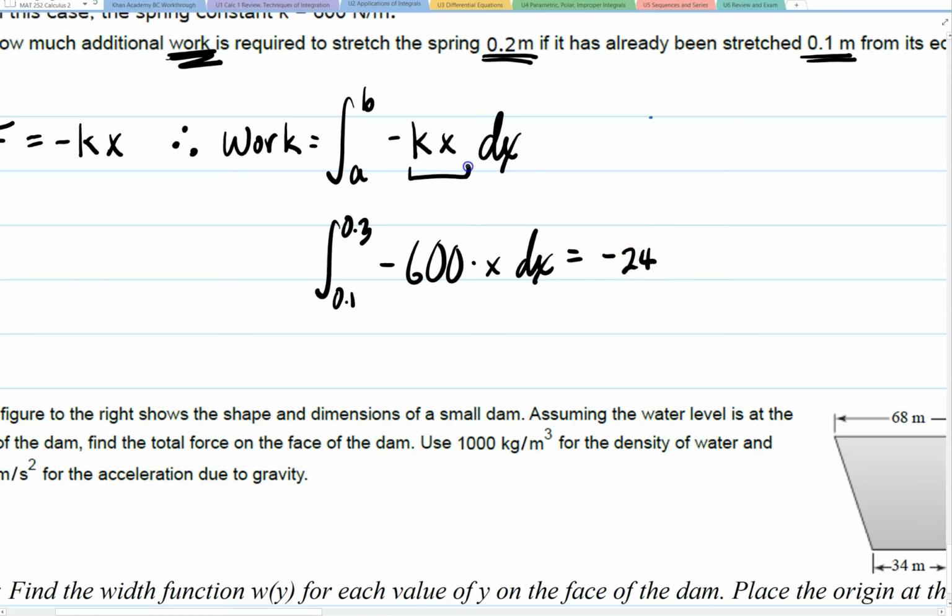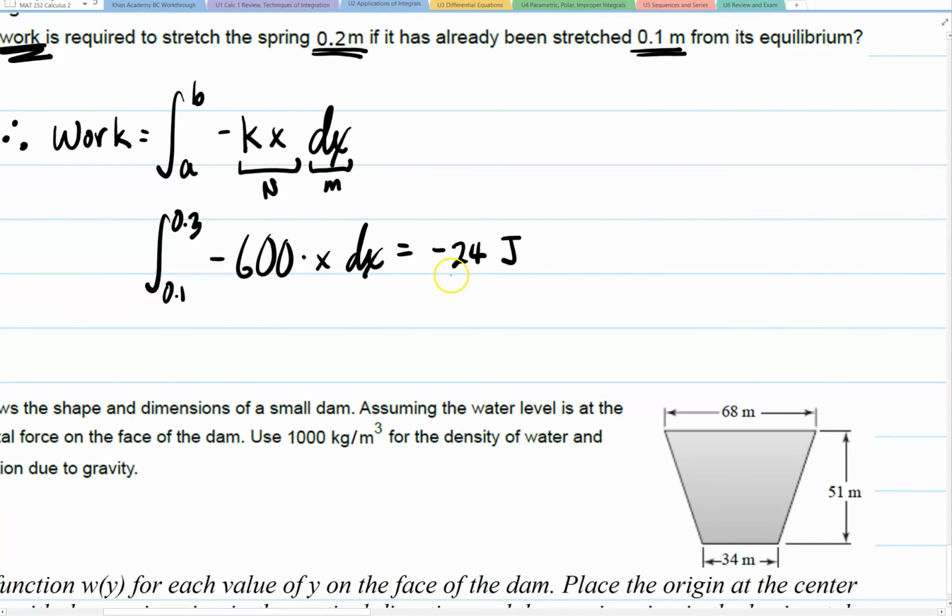Now here again, since we took force, which was a measurement in Newton units, times a distance, which is meters, one might call this a Newton times meter unit. As we'll see later in our physics class, we'll actually call that the energy of work, the joule. So negative 24 joules.